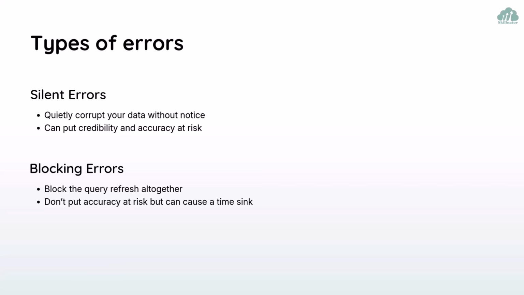If we run into a silent error, we will always need to add a guardrail. There are no exceptions. Silent errors can put the accuracy and credibility of our data at risk, so no exceptions there. If we hit a blocking error, we'll handle it case by case. If adding a guardrail is simple, we'll add it. If it makes our query too messy, then we'll have to at least make sure that the error doesn't cause a time sink every time we try to refresh the query.